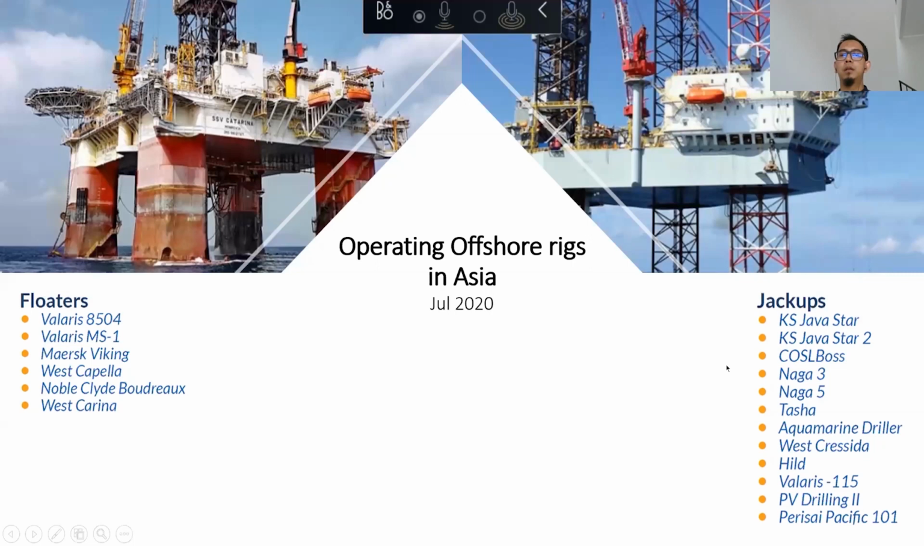And I see 1, 2, 3, 4, 5, 6, 7, 8, 9, 10, 11, and 12 jackups operating. So there are 6 and 12 offshore rigs running in Asia concurrently. This is quite a small amount considering Asia has a lot of active oil and gas companies, and they need to sustain their volume of contractual needs to supply, whether it's gas or oil.